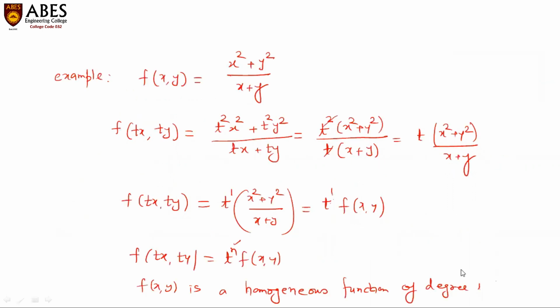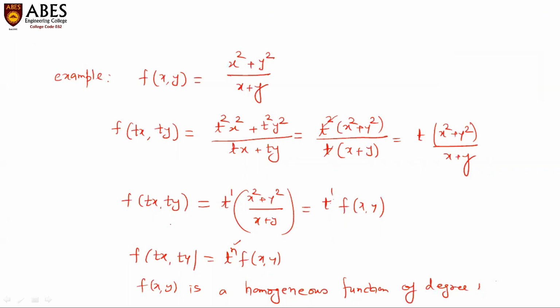Now we'll take an example to show whether a given function is homogeneous or not and what is the degree of a homogeneous function. Suppose we are given a function f(x,y) equal to (x square plus y square) divided by (x plus y). If we replace x by tx and y by ty, then we will get the right-hand side as (t square x square plus t square y square) divided by (tx plus ty).